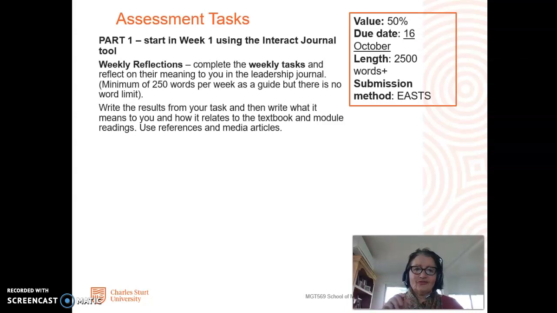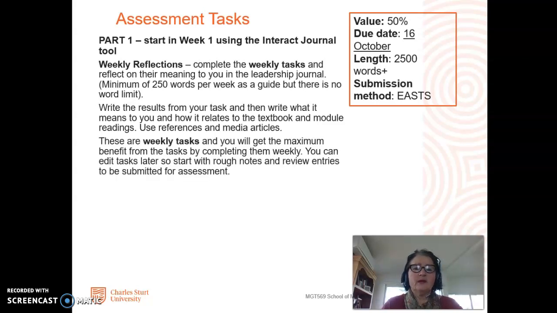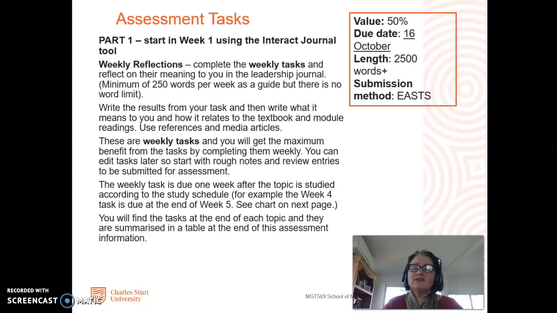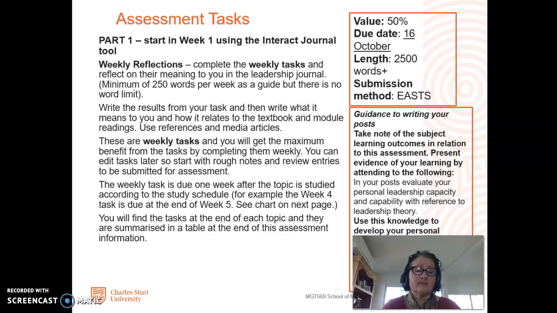You've got the journal requirement for writing in the journal. Using references and media articles is really important as well. So these are weekly tasks, and you will get maximum benefit, as I said, by completing them weekly. The weekly task is normally due the week after the topic. You'll find the tasks at the end of each topic, as I've said as well, and they are summarised in a table at the end of this assessment information, but I've put them into this PowerPoint.